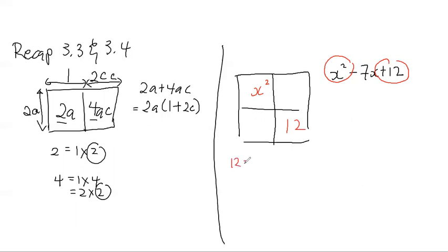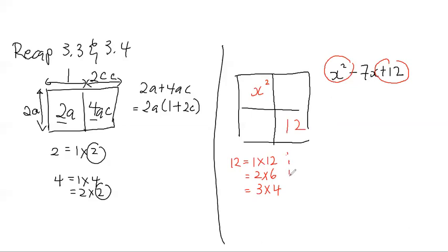And then I need to consider its factors. So I have 1 times 12, 2 times 6, 3 times 4. And that's probably it. Then you realize if I use positive factors, I will never be able to get a negative here, because the sum of these two should give me negative 7x. So that means I must consider the negative factors as well.